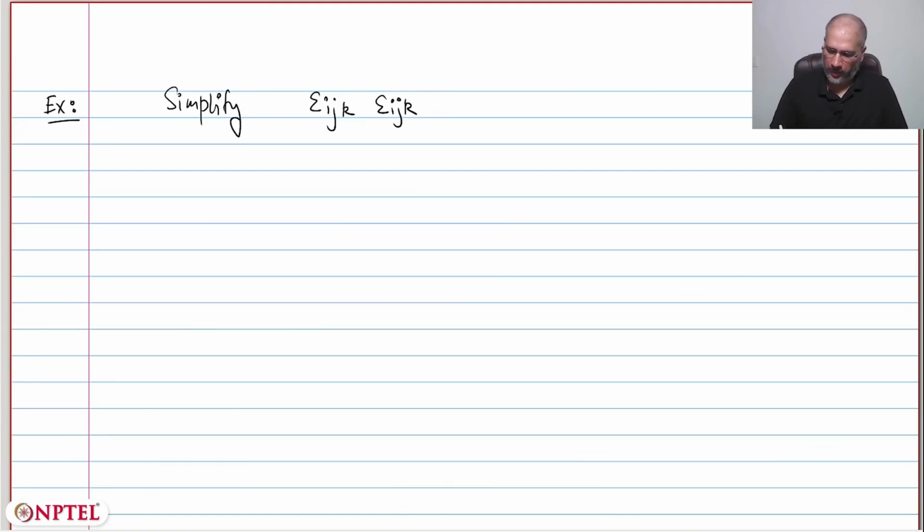So first we check whether the last index of both epsilons is the same. In this case it is. So we will apply the epsilon delta identity. So this is equal to delta first. So the first index of the first epsilon and the first index of the second epsilon. Now they happen to be the same, but that's okay. We are just applying the identity without thinking too much. Now delta second, which is delta jj, because j is the second index in both epsilons, minus delta first second, so that becomes delta ij, and then delta second first, so the second index of the first epsilon and the first index of the second epsilon.